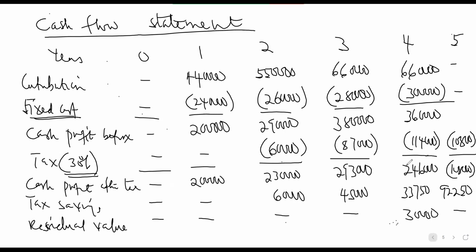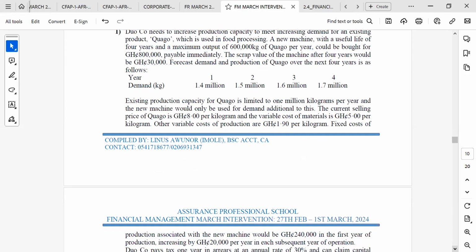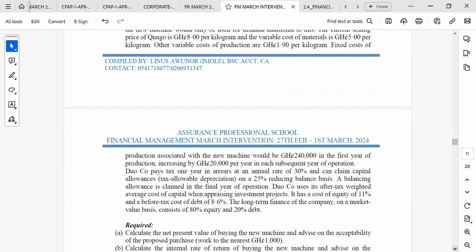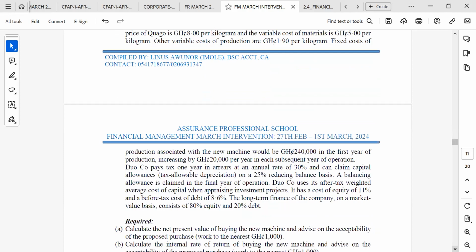So what we do now is that we bring the initial investment. If there is any working capital, you bring it. The initial investment will always come under year 0, which is now. So you have dashes here. You can now total your cash flows based on what we have. I don't think there are any other cash flows that we have to bring here, other than the residual value, which is 30,000. They say a balancing allowance is claimed in the final year. That is what we have done.